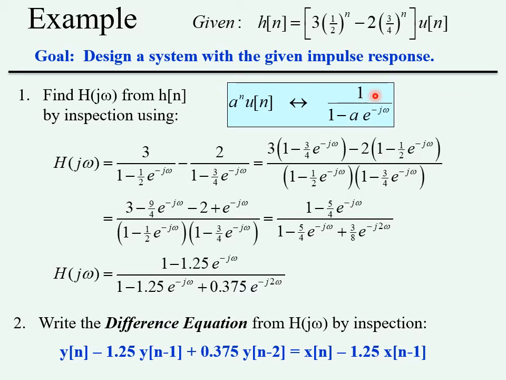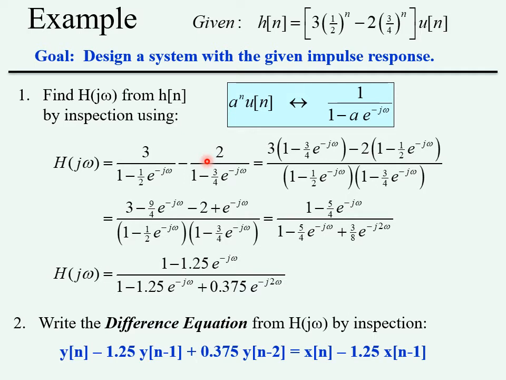And so the transform is 1 over 1 minus a times e to the negative j omega. So by using this result and applying it to these two terms, we get this expression here. Now, with this expression, what I'm going to do is combine, kind of the opposite of partial fraction expansion. We're going to take these partial fractions and combine them back together.